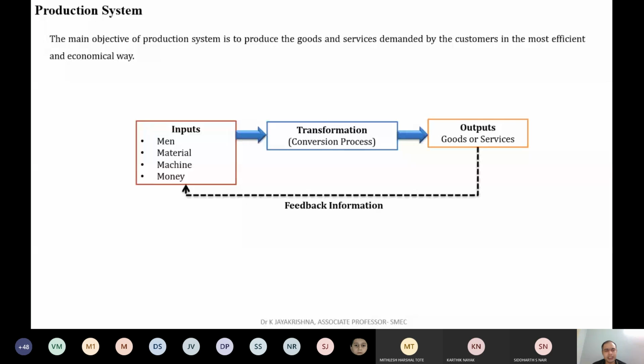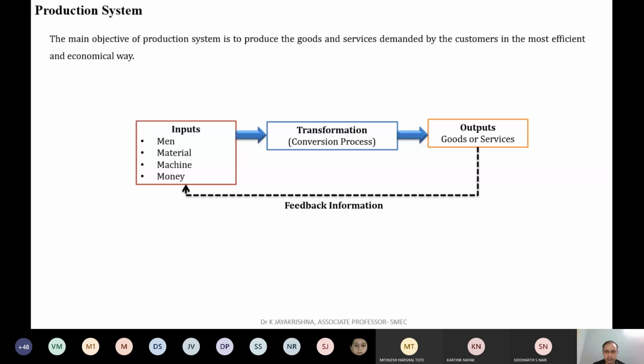I told you generally we classify inputs as 3M: men, material, and machine. There is one more M. From now on, we'll take it as 4M: men, material, machine, and money. These are the four basic requirements or inputs required for any manufacturing activity. When I give these four things to some activity, that activity can be a transformation activity or the production activity. The transformation is the production conversion process, conversion of raw material into finished goods.